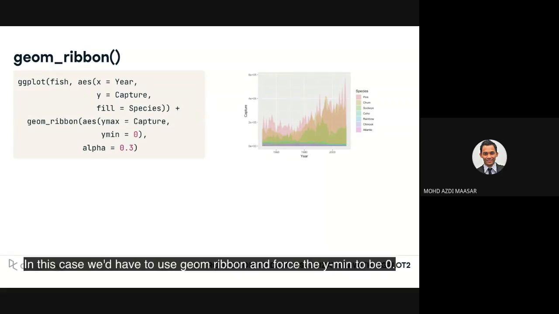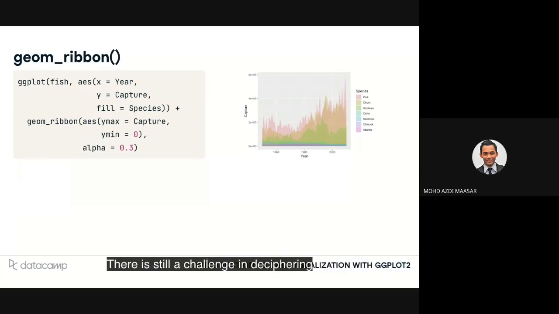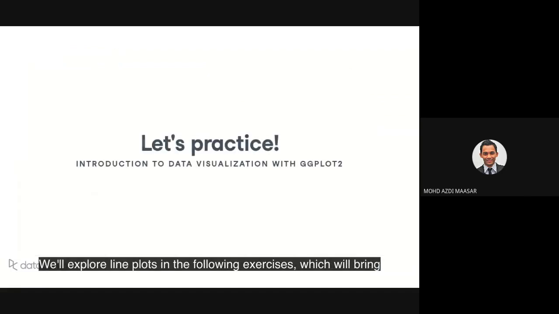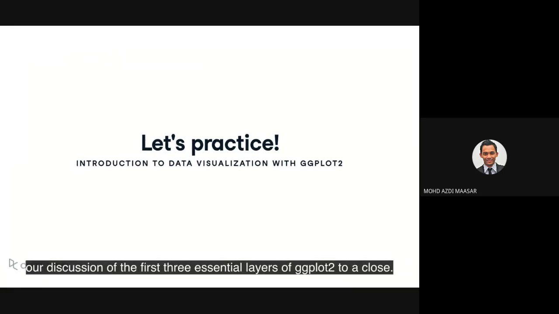In this case, we'll have to use geom_ribbon and force the ymin to be 0. We need to set the alpha level so that we can see the overlap. There is still a challenge in deciphering all the time series, particularly at the bottom, where there are many overlapping series. We'll explore line plots in the following exercises, which will bring our discussion of the first 3 essential layers of ggplot2 to a close.